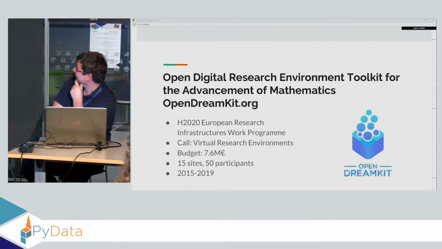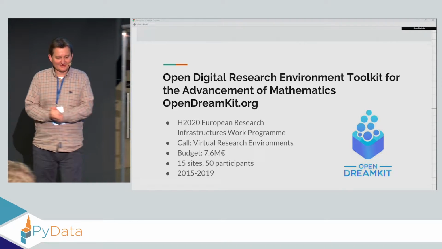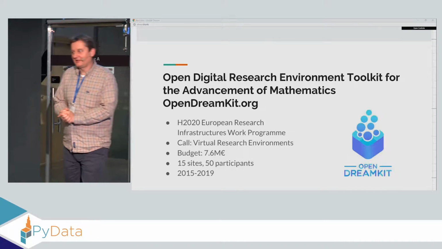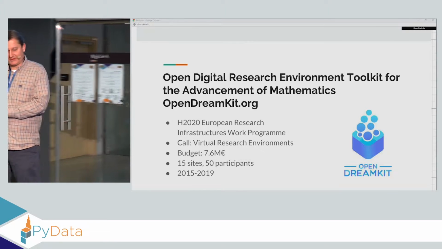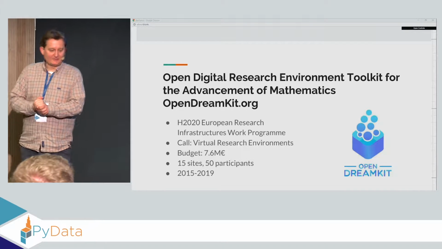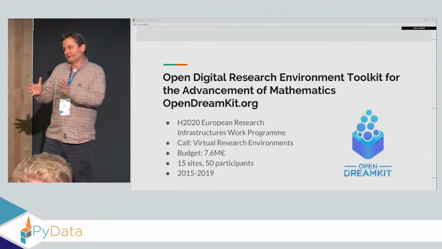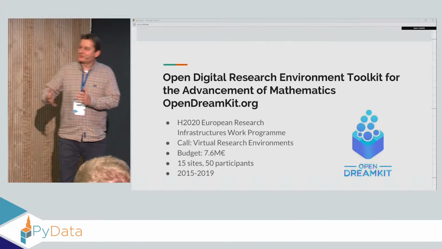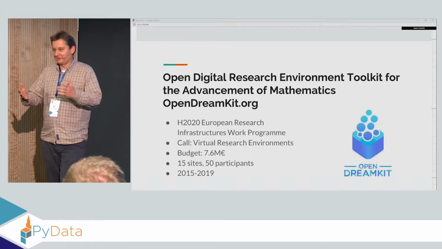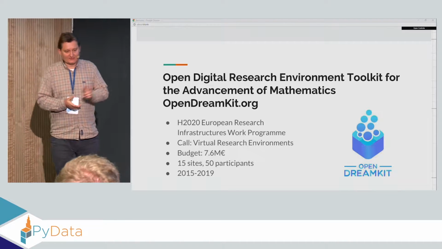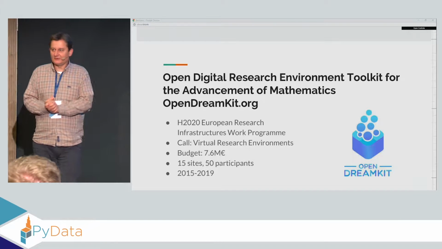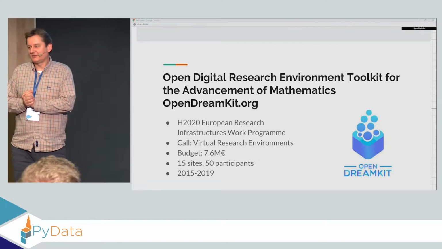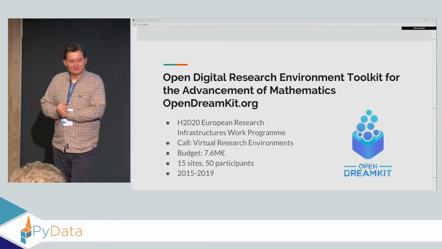Thanks. So Open Dream Kit is a project from the European community, from the so-called Horizon 2020. It's concerning virtual research environments. And these virtual research environments go into the way people do science, how people collaborate with each other, and how they present the data and how they publish the data, actually. And there's a word, advancements of mathematics. So this project is actually run by mathematicians mostly. I'm a physicist, so I am a little bit outside, but still taking part in this project.